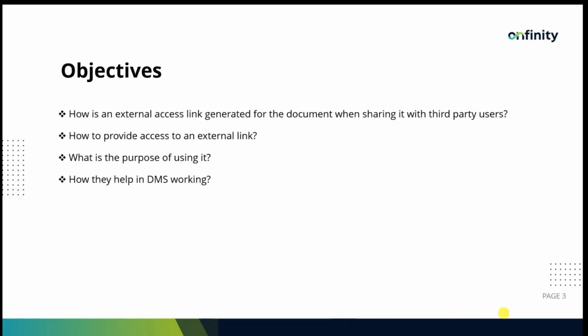Objectives. The objective of this training is to understand the following. How is an external access link generated for the document when sharing it with third-party users? How to provide access to an external link? What is the purpose of using it? How do they help in DMS working?